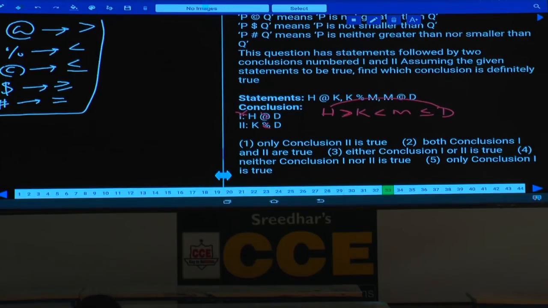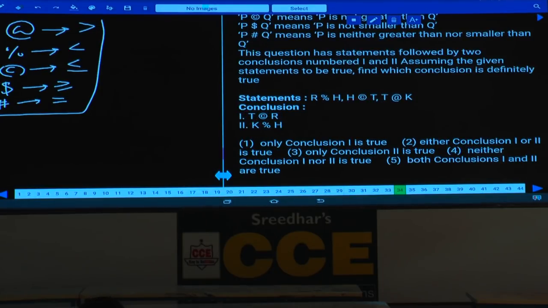Next one, K and D. Now between K and D, if you observe here, which symbol is common? This is lesser than. Here it is lesser than or equals to. Which element is common? Lesser is common. Hence K lesser than D, definitely true. Only conclusion 2 follows, that is given in choice 1.